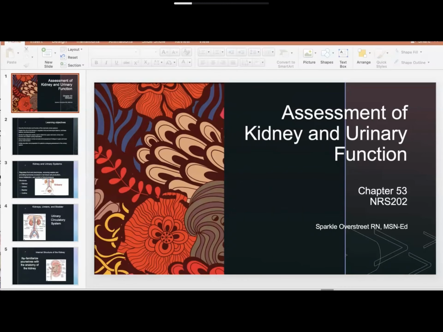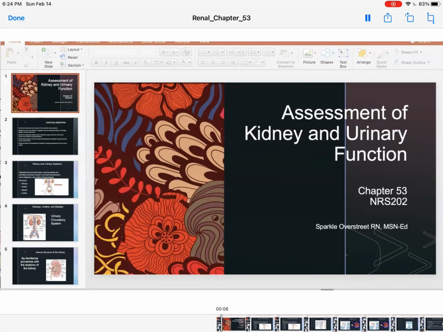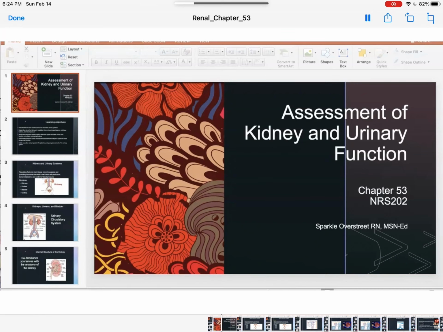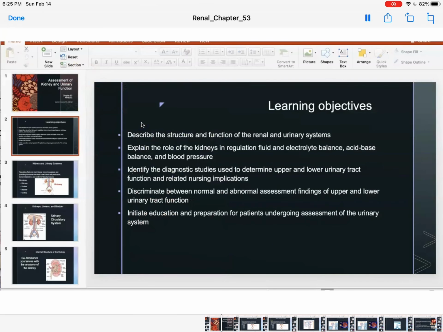Kidney and urinary function. The kidney and urinary system include the kidneys, ureters, bladder, and urethra. And urine is formed by the kidney and flows through the other structures to be eliminated from the body. So here are the learning objectives.